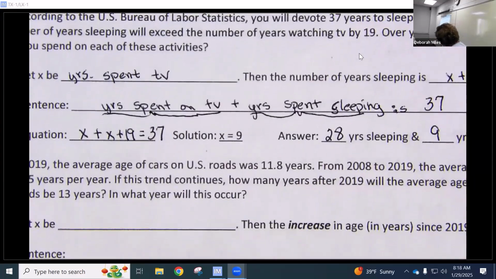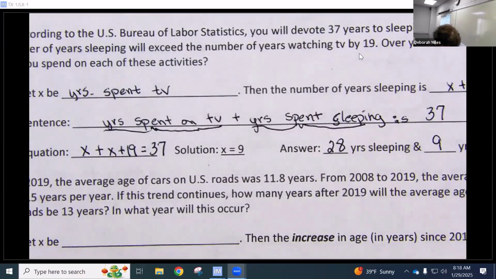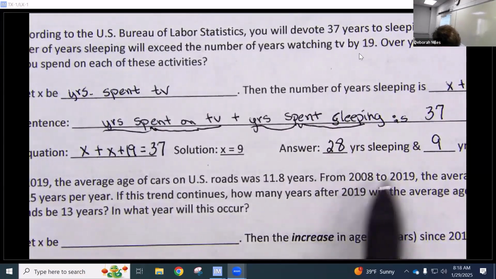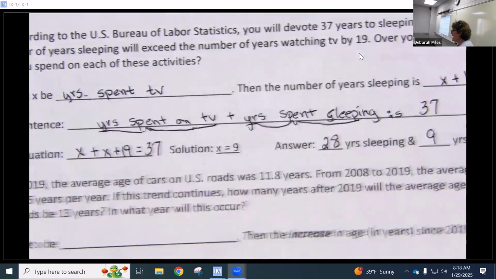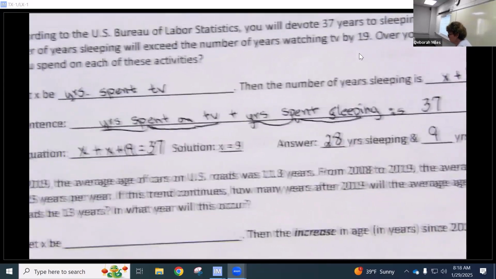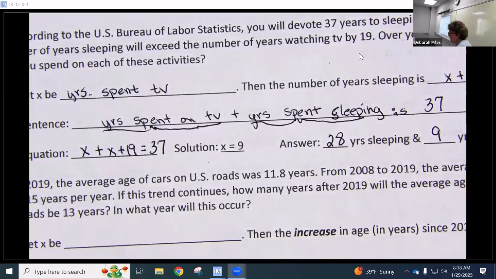In 2019, the average age of cars on US roads was 11.8 years. From 2008 to 2019, the average age increased by 0.15 years per year. So we're talking about the average age of cars on the road. This trend continues. How many years after 2019 will the average age of vehicles on the roads be 13 years, and in what year will that occur?